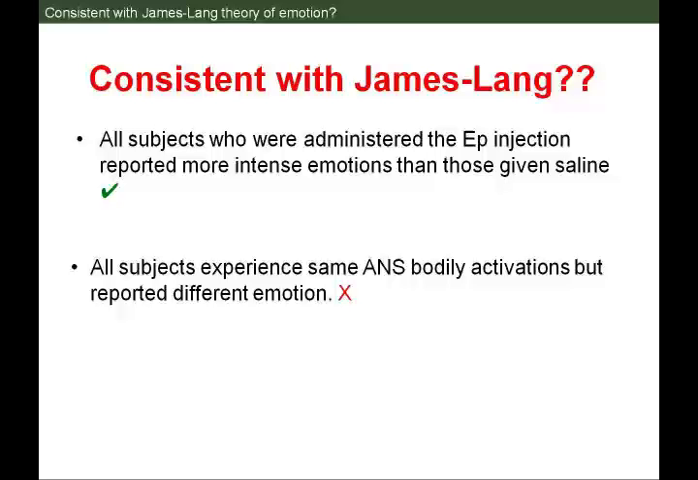Basically, the turning up of the autonomic nervous system also turned up your emotional intensity. Victor, you're nodding yes? Because they increased the physiological changes and the emotion is more intense. Absolutely. So that finding from the Schachter-Singer experiment is indeed consistent with the James-Lange theory. Now, the finding that all subjects experienced the same autonomic nervous system changes, yet reported different emotions, is not consistent with the James-Lange theory. Can everyone see that? If you can see that, then you really understand the James-Lange theory.